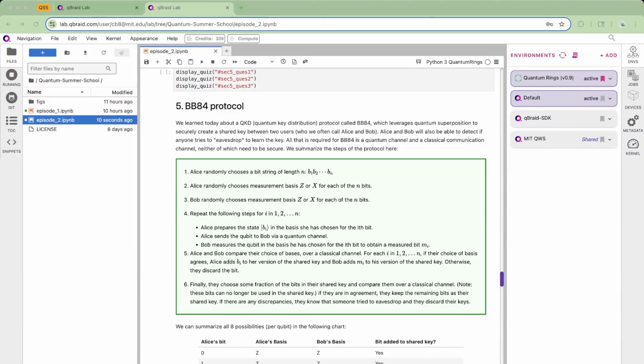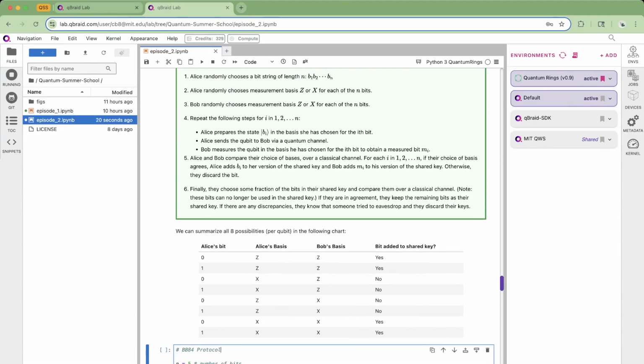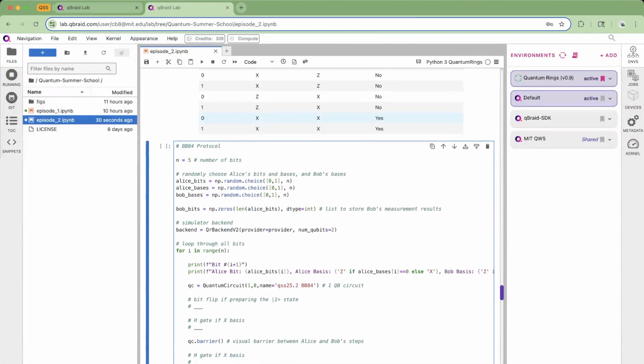Now let's come back to the coding notebook. So here we're going to build up the BB84 protocol. Just to recall, we have Alice. She's going to prepare a qubit in a chosen basis, send it over to Bob. He's going to measure in a chosen basis, and then they're going to compare if their bases agree. If they do, they're going to keep the bit. If not, then they're going to discard the bit. So let's take a look at this in action.